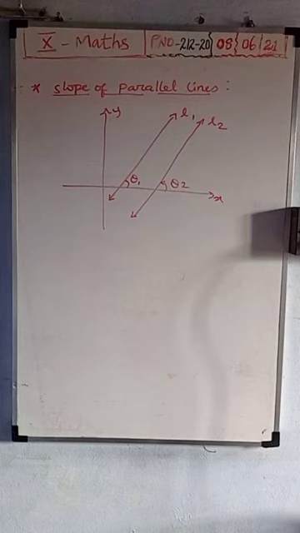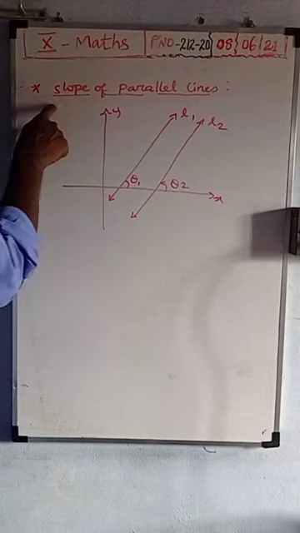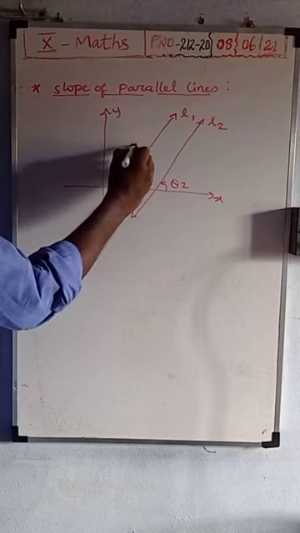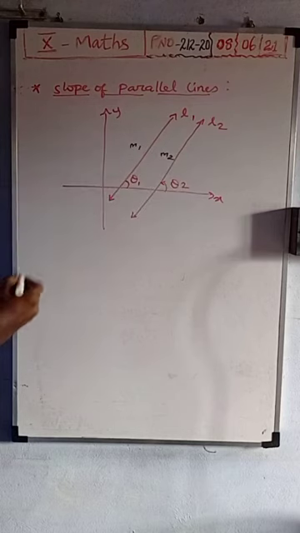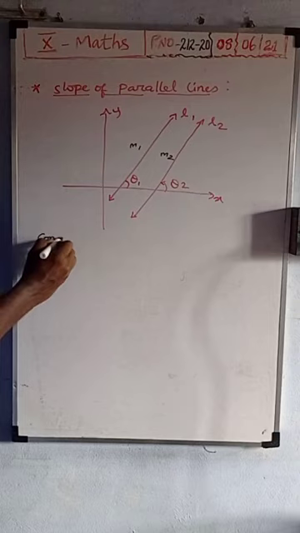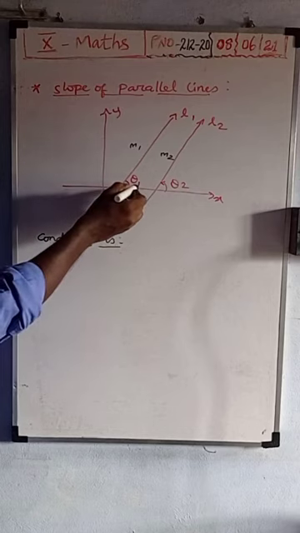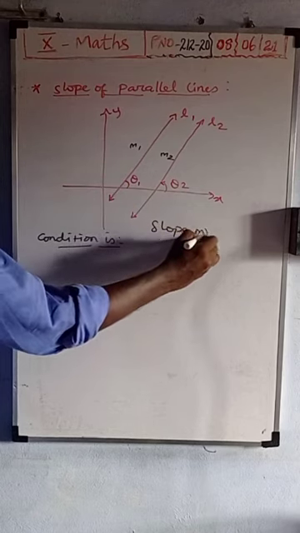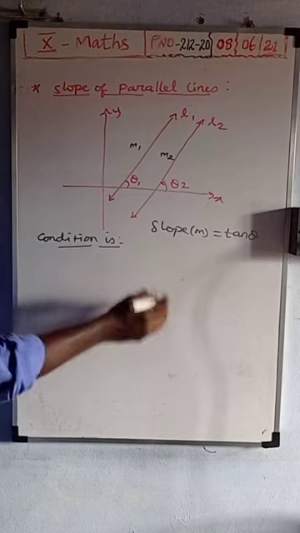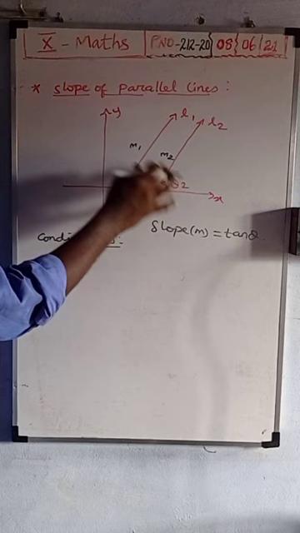You already know parallel lines. What is meant by parallel lines? If two lines go the same way and do not intersect, the two lines are called parallel lines. So if these two lines are parallel, the slopes are equal. In this line the slope is m1, in this line the slope is m2. Because the angle of inclination is given, slope m is equal to tan theta. So these two angles should be equal, then the slopes are equal.